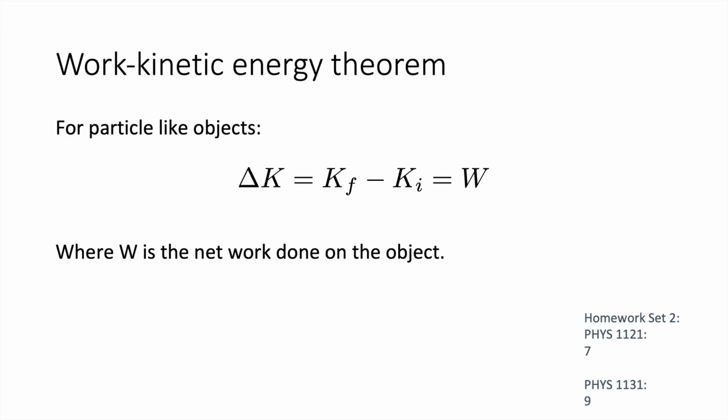So this brings us to the work-kinetic energy theorem, which is very powerful and tells us that for particle-like objects, a change in the kinetic energy, which is the final kinetic energy minus the initial kinetic energy, is equal to the work done on the object. So here W is the net work done on the object.